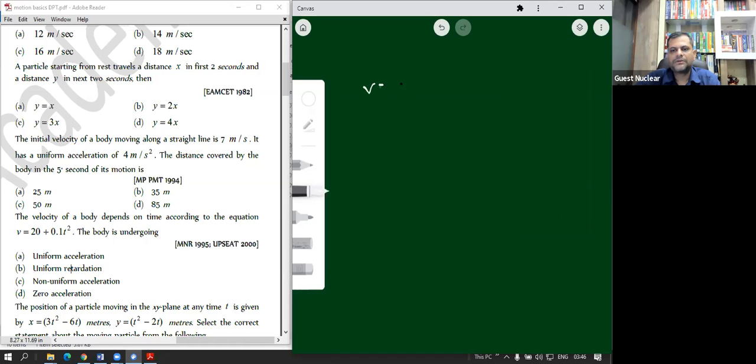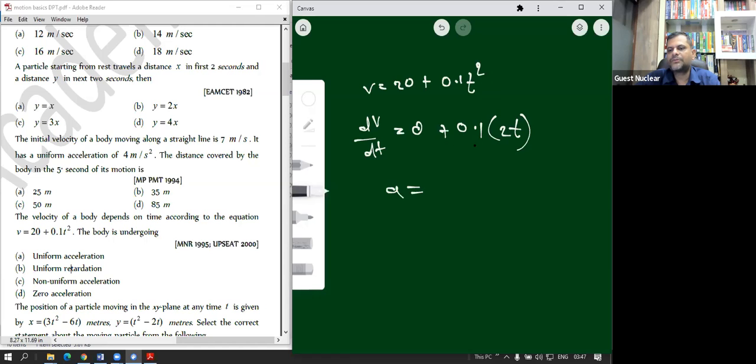See here, v is equal to 20 plus 0.1 t square. So if we differentiate this equation with respect to time once, then we get the derivative of 20 is 0 plus 0.1 is constant out and the derivative of t square is 2t, which gives us the acceleration of the body, which is going to be equal to 0.2 times t. That means acceleration is proportional to time, which means that acceleration is increasing.